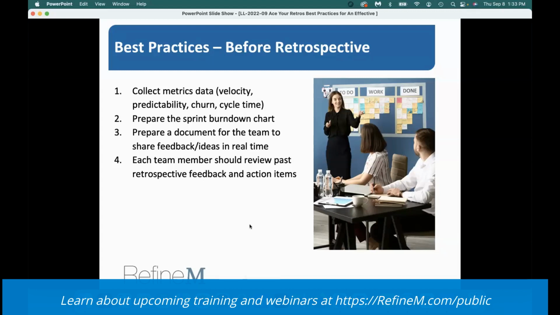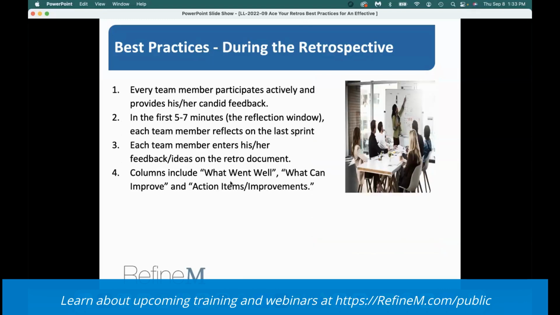Now, what do you do during the retrospective? There are several things that you do during the retrospective. Every team member participates actively and provides his or her candid feedback. And this can happen if their voices are heard and actions are taken.